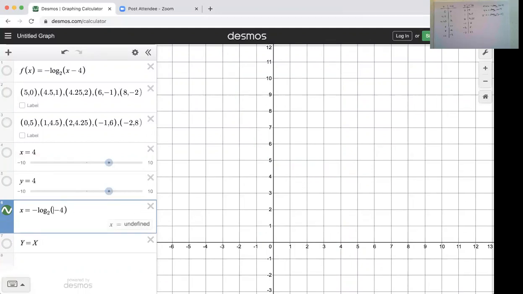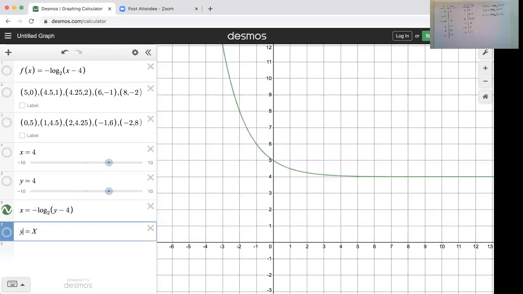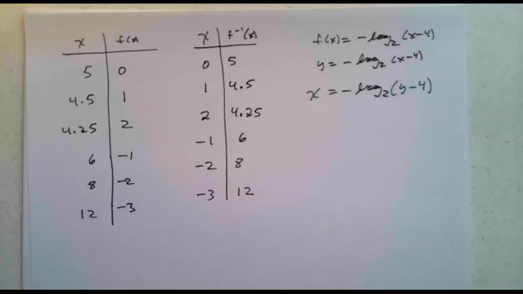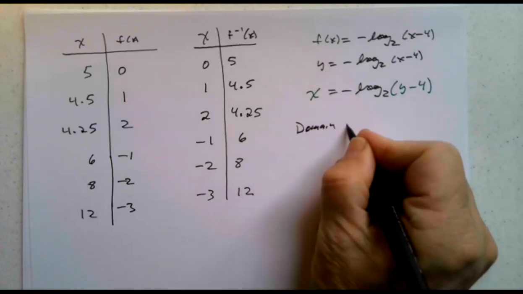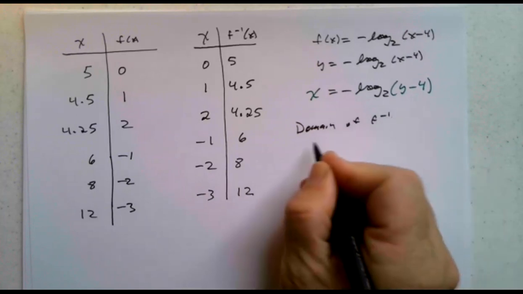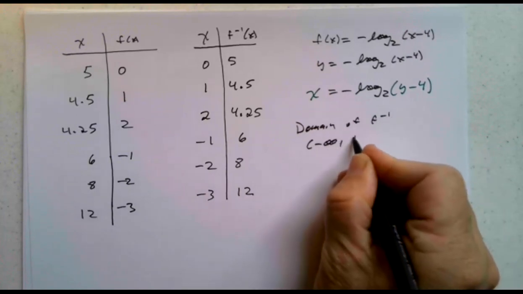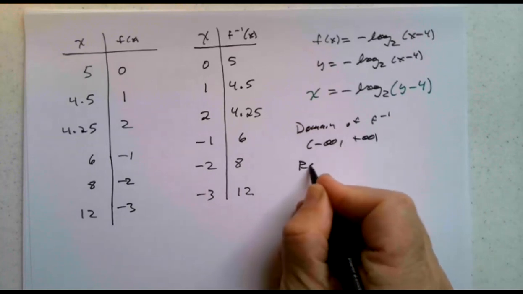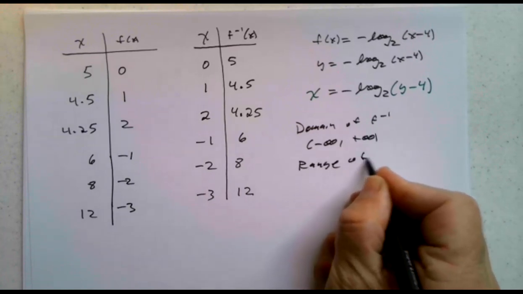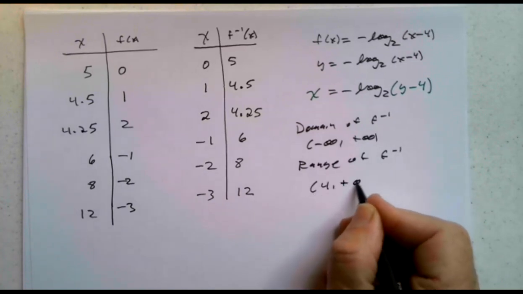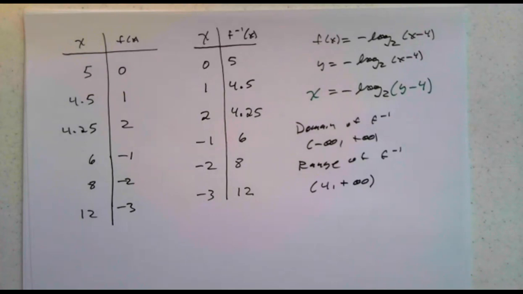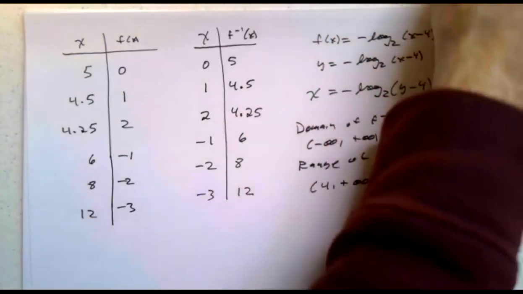Now, what can we say about that? So from the picture, it appears that the domain of f inverse appears to be all real numbers, whereas the range of f inverse never went below 4. So it went from 4 to infinity. So we get that from looking at the picture. However, we could have gotten that directly from before.